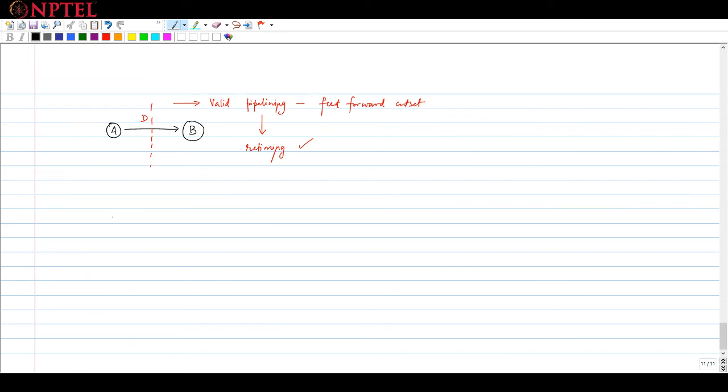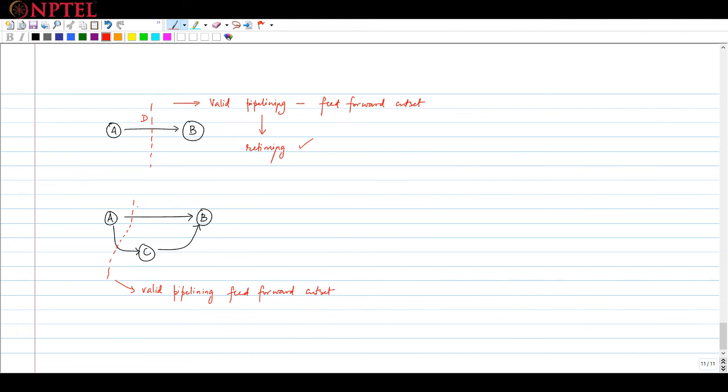What if my data flow graph was something slightly different? It essentially had something like this. In other words, B, and also some other dependency from here to another edge C, and then merging back over here. Now what I can have is, this could be a valid pipelining feed forward cut set, right? Why is it a cut set?